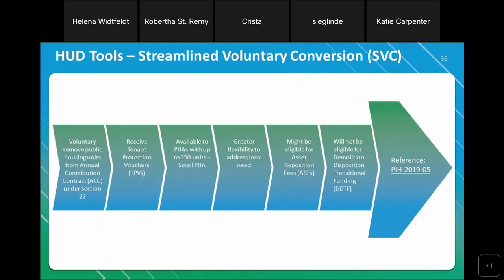The streamlined voluntary conversion on the Section 22, the tenant receives the same tenant protection rights. So we see a common theme. It's available to housing authorities with 250 units or less. It creates greater flexibility to address the local need. And it might be available for asset repositioning fees, which you can get for 3 years after that. So you can plan for that and use those funds to help essentially finance the deal as well, and it will not be eligible for demolition and disposition transitional funding, what we know as the DTTF. There, you want to reference or read up on the PIH notice 2019-05.